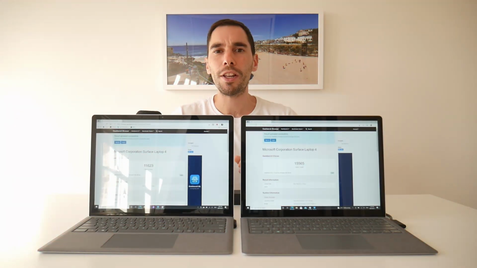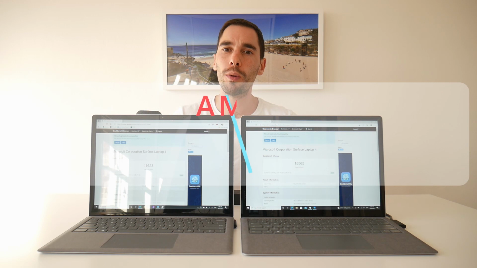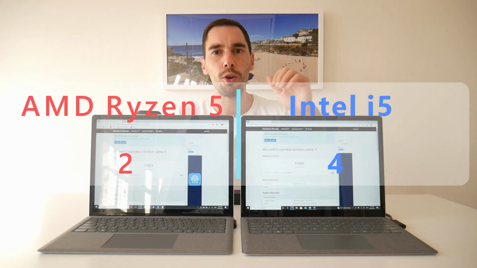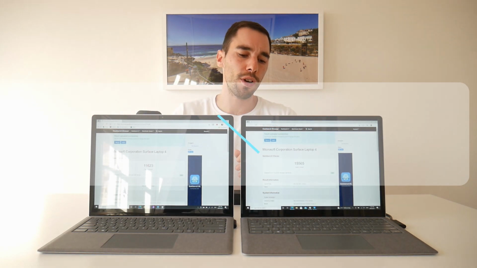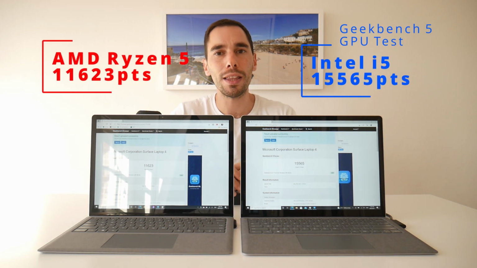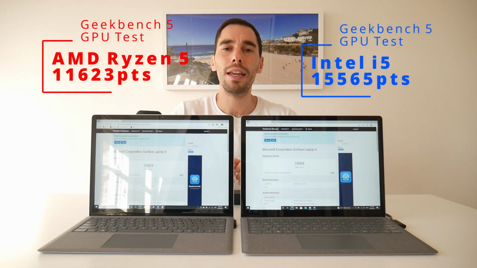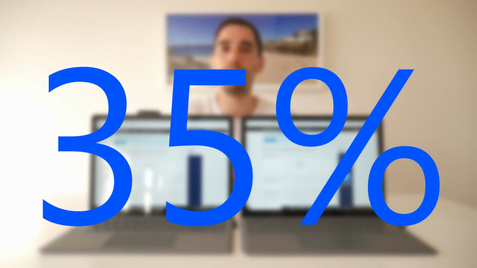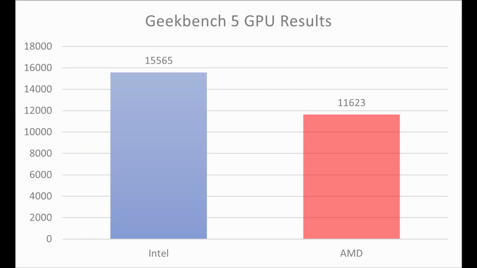When it comes to the Geekbench 5 GPU test, I think this one for me was fairly obvious that Intel was going to take the cake. Intel scored 15,565 against AMD's 11,623. Intel clearly winning by more than 35% in the GPU Geekbench 5 test.